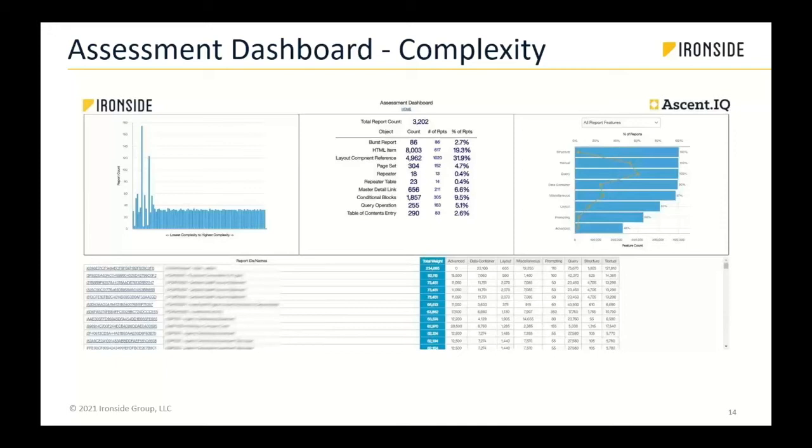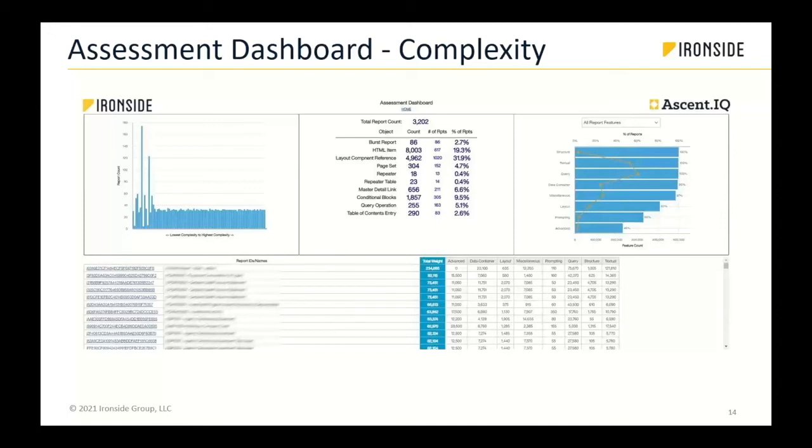86 burst reports, but then 617 reports that have 8,003 HTML items, so JavaScript embedded into them. Layout component references, right? Heavily used in this environment. So again, this is giving you a sense of what's going on there and what the complexity is, and that really drives the migration effort and how you should be thinking about it.